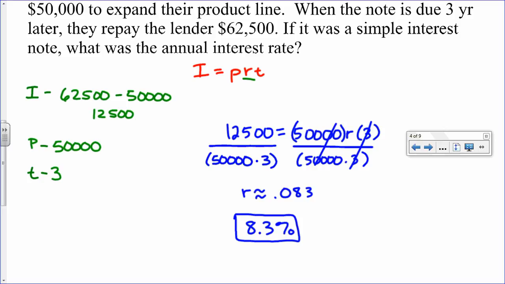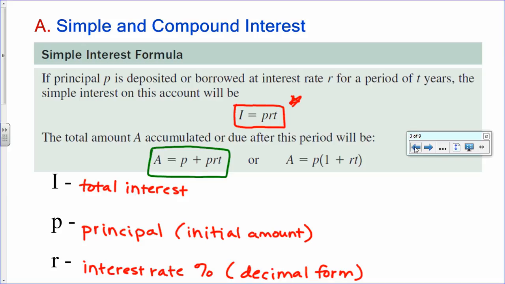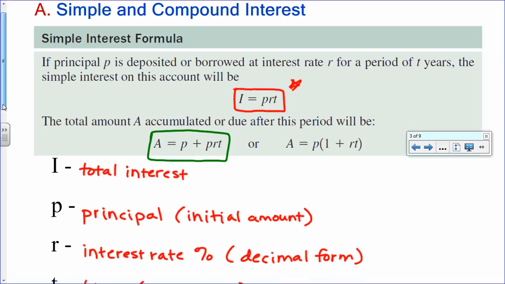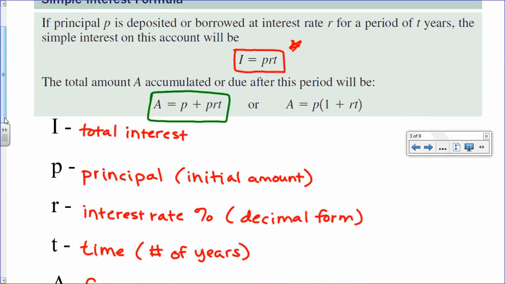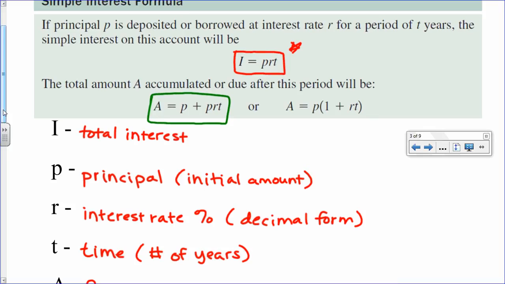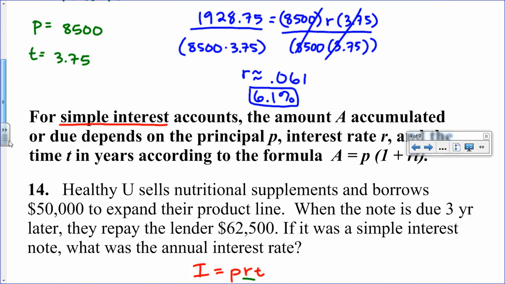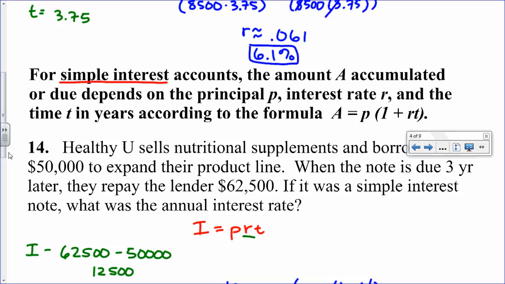Why do you have to subtract I? Because I stands for the total interest that you've accumulated. I is the total interest you've accumulated. So your original amount is the interest you have plus what you started with. And what I was given in this problem, the 62,500, was my final amount. So to know what interest, I would subtract what I started with, and that's the amount of interest I have.